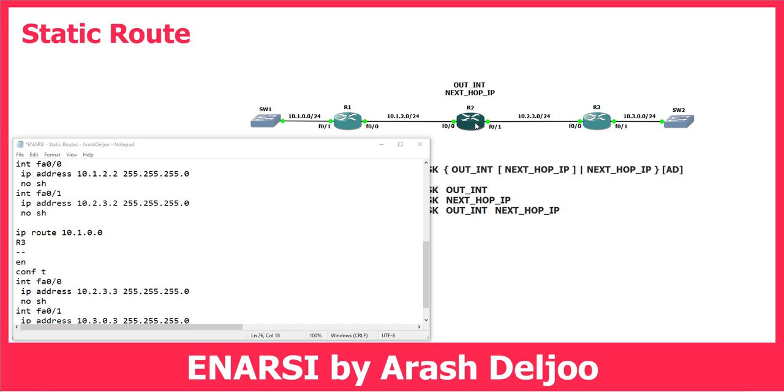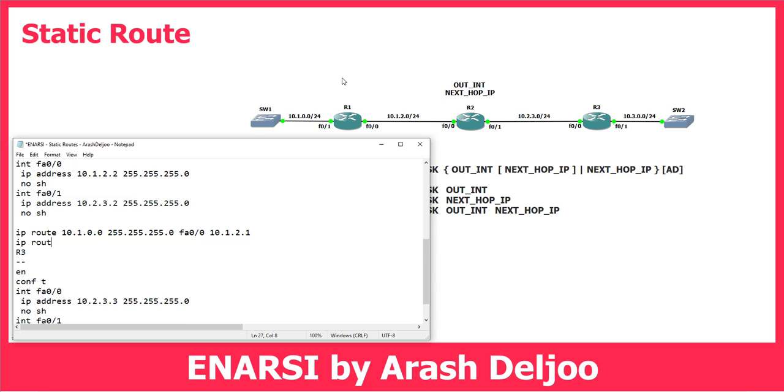But we should configure two static routes, first for 10.1.0.0/24 and the second 10.3.0.0/24. IP route 10.1.0.0, mask is 255.255.255.0. The outgoing interface is FastEthernet 0/0 to this network, and also the next hop is 10.1.2.1. This is the IP address of the FastEthernet 0/0 in router 1.